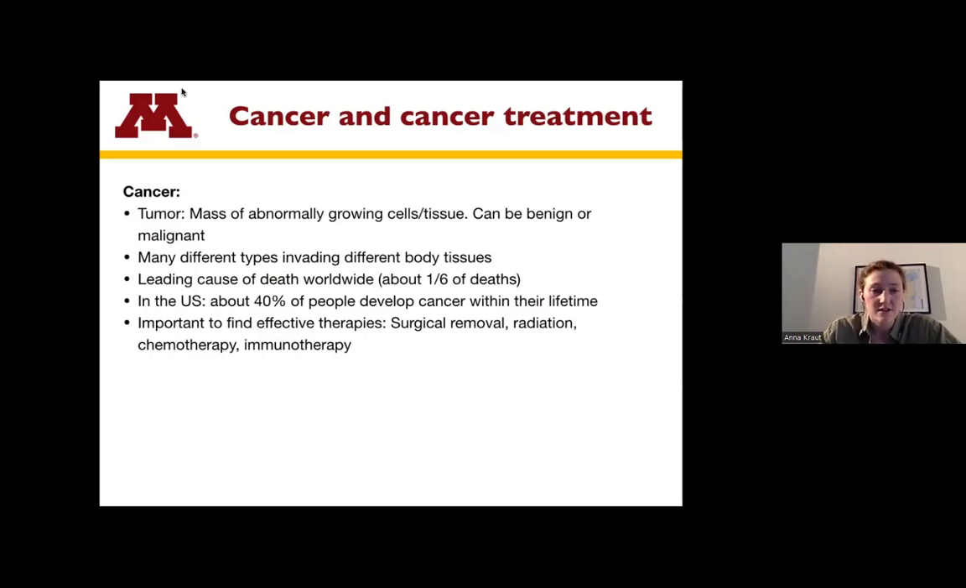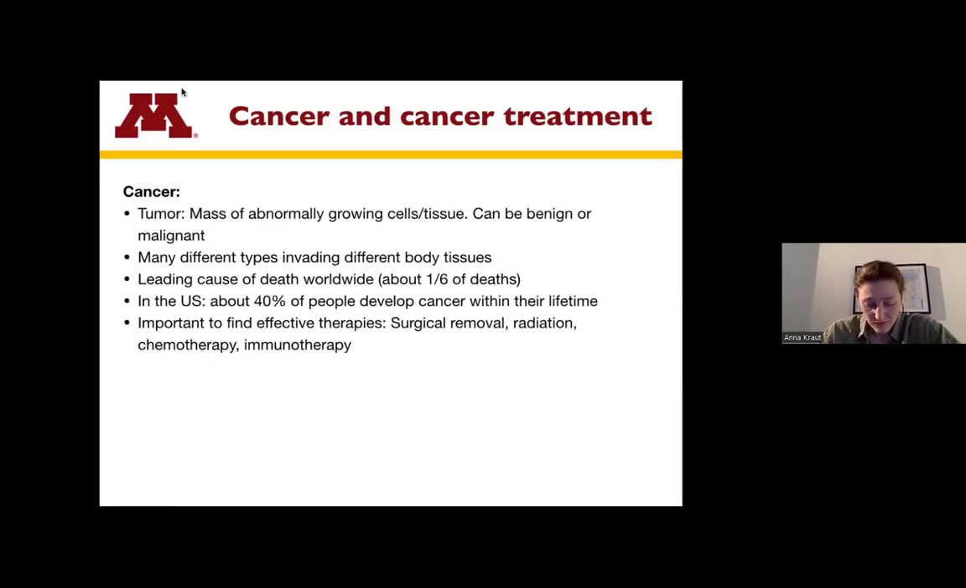But then there's the malignant form of tumors, which are often called cancer. And those are much more dangerous because they invade organs that are surrounding them, therefore impairing their function, and they can also metastasize and spread all over the body.